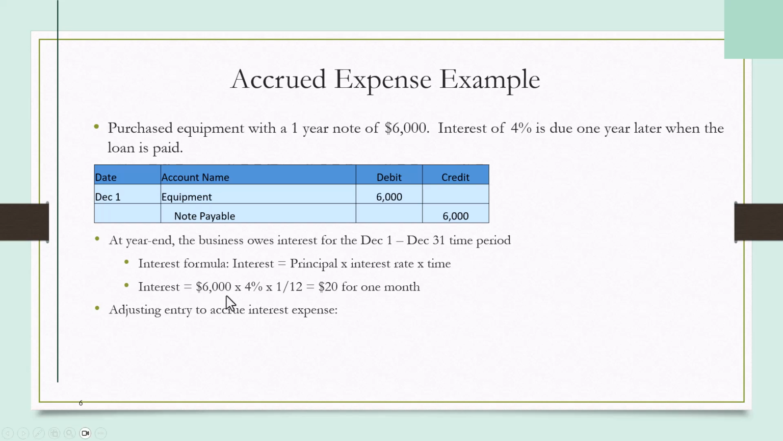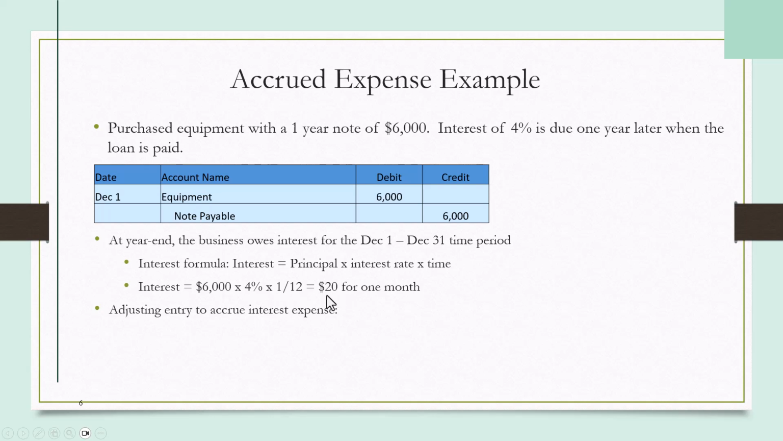In your calculator, you can just do 6,000 times 4% times 1 divided by 12. If 2 or 3 months had passed, you could do times 2 over 12 or times 3 over 12. So just put in the number of months that have passed divided by 12 because there's 12 months in a year. The calculation for this is going to be $20 for 1 month.